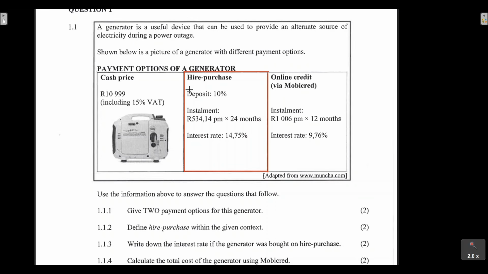The deposit of 10%, right? And to pay an installment of 534 Rand and 14 cents per month for 12 months. Okay, so that is how you need to answer your questions when they talk about a given context. Think of how you can incorporate the information you have been given in your definition. That is very important, guys. So let's write that down.